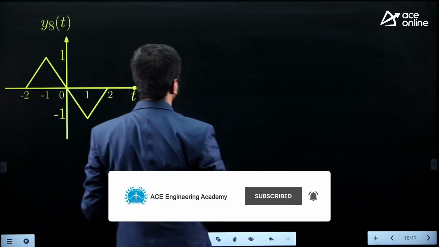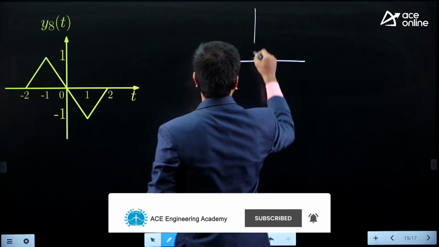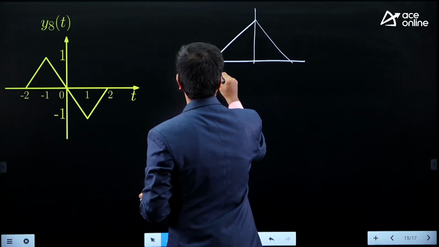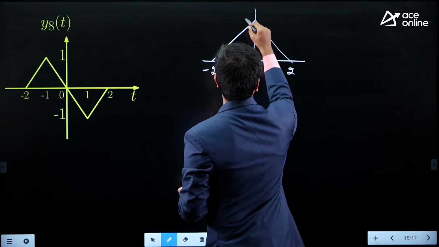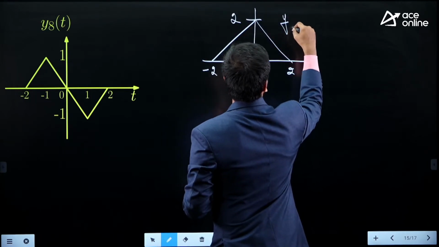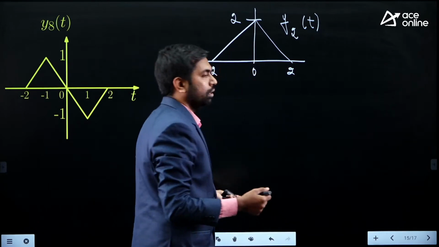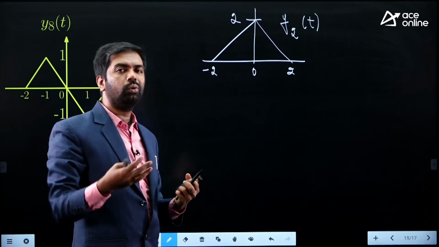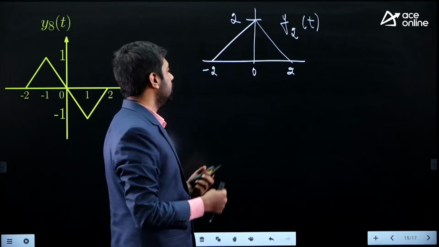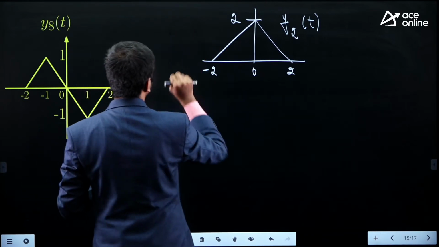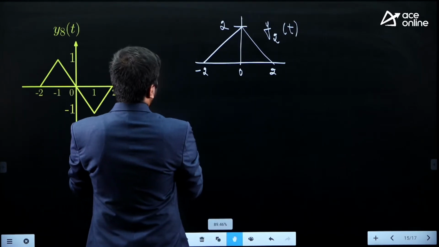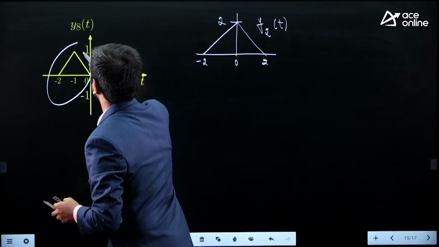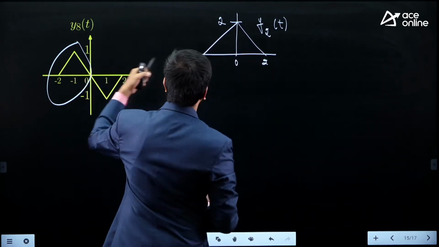I'll first write this: this is minus 2, this is 2, this is 0, this is 2, this is y2 of t. We'll try to express this in terms of y2 of t, and we know the Fourier transform of y2 of t. So if you can express this, that means you have almost solved the question. Focus on this particular part first. How do you generate this from this?